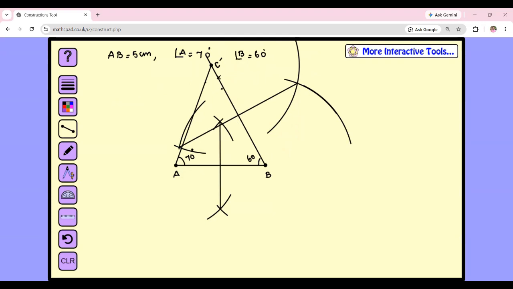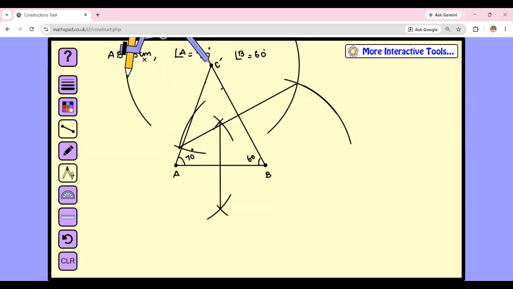The same way, you have to do it for AC also. Open your compass. Keep the pointer in C or A, and measure more than half. Just take more than half in your compass. Keep the pointer in C. So draw an arc up. It may come up to here. So draw an arc.